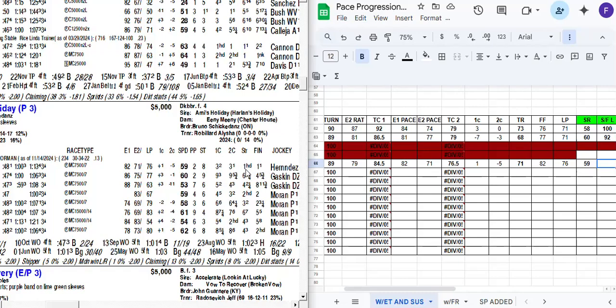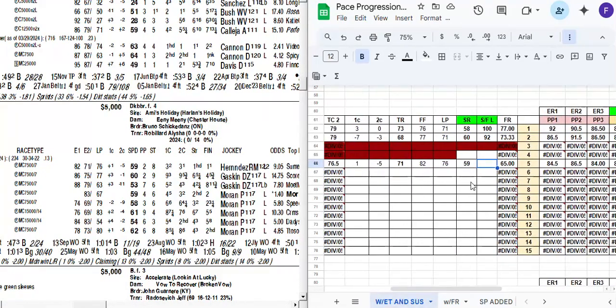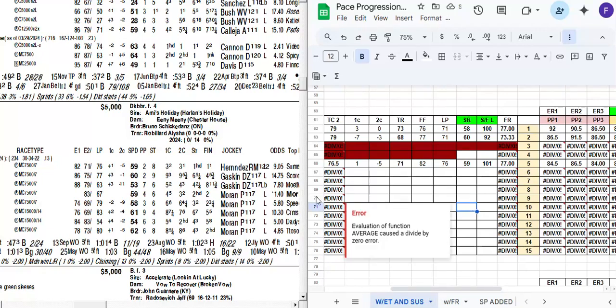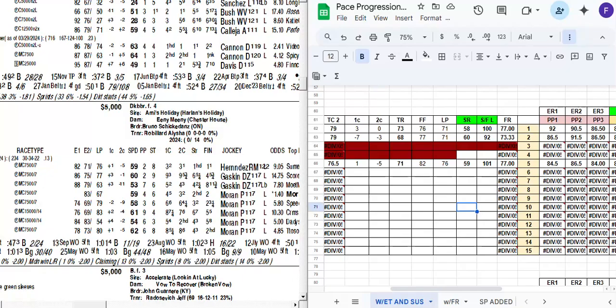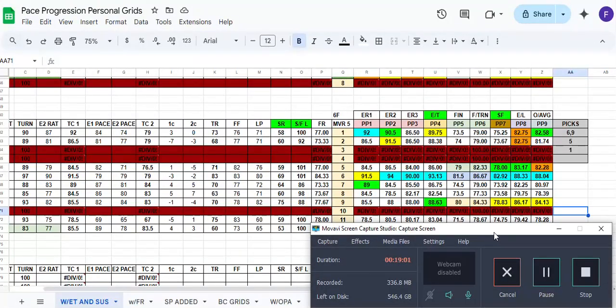So if he was in first by 4 lengths and then he finished by 1 length, he lost 3 lengths. I would make that a 97. But in this case, he gained a length, so that would be 100, and then +1 is 101. I make a 101 rating, and that comes out to a 77. So I'm going to do the rest of the grid, and then come back, and we will kind of analyze it. I'll be back. All right, guys, I'm back.